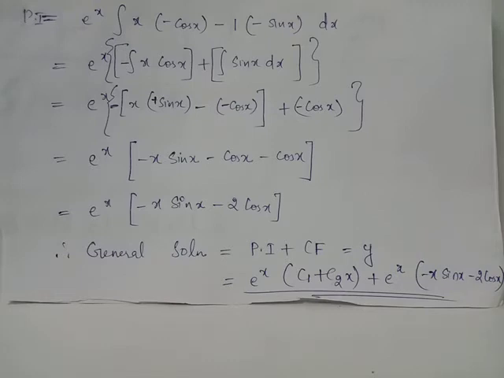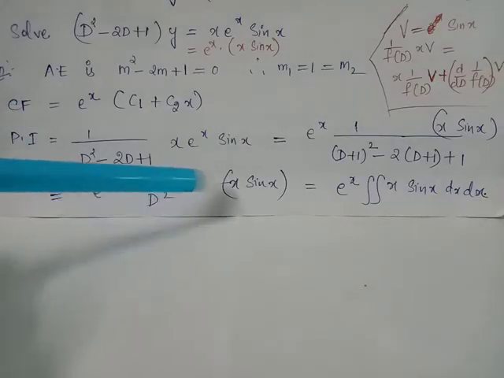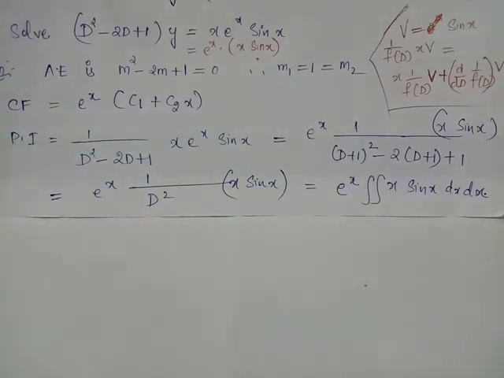The general solution will be the sum of the PI and the complementary function. In order to find 1 by D squared acting on x sin x, this particular rule may also be used. Since the function x sin x is of the format x multiplied by a function of the independent variable x, if you consider capital V equals sin x, then 1 by f of D acting on xV equals x multiplied by 1 by f of D acting on V plus the derivative of 1 by f of D with respect to D acting on V.